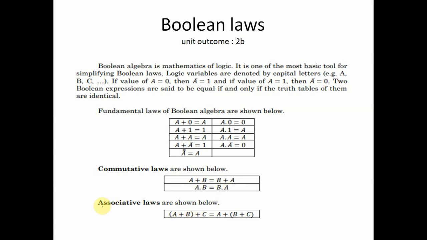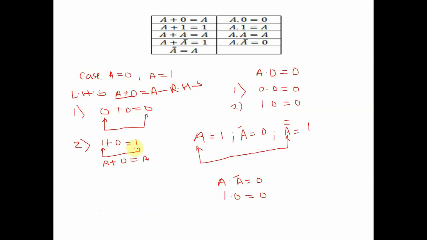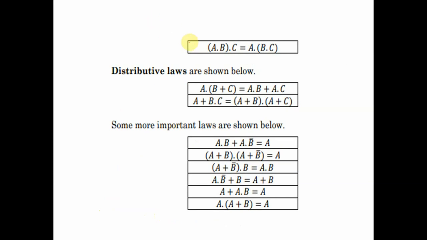Now the third law is the associative law. The associative law is A plus B plus C. Here they change the grouping, but the answer is the same on the LHS and RHS. And the second associative law is A dot B dot C is equal to A dot B dot C.